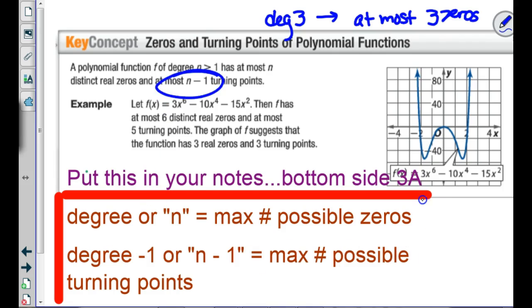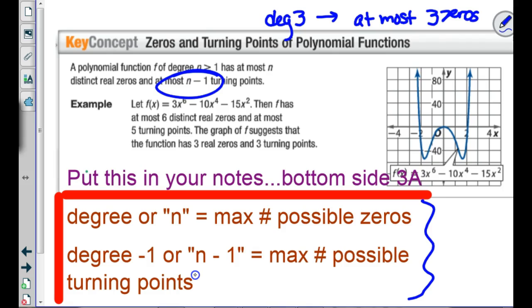So will you write this? I forgot to put this in your notes. Just at the very bottom, write yourself a note that says the degree is equal to the maximum possible number of zeros. Doesn't mean it always has that many zeros. And the degree minus 1 is equal to the maximum possible number of turning points. I'll give you a second to write that at the bottom of your notes. That's important wherever you want to write it.